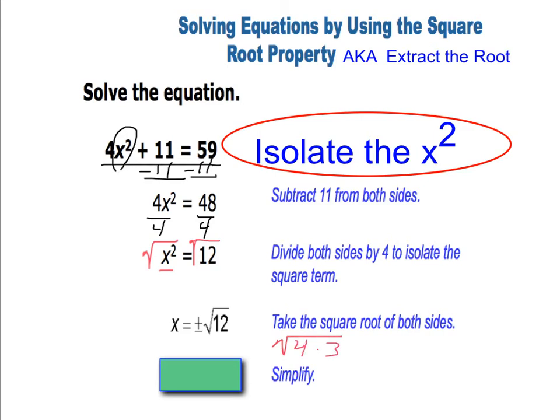And then the square root of 4, of course, is 2, leaving us with x is equal to plus or minus 2 radical 3. Now, when you're done, we did solve for x, so let's go ahead and put it in set builder notation. So put your colon there, put your x there, and put it in set builder notation.